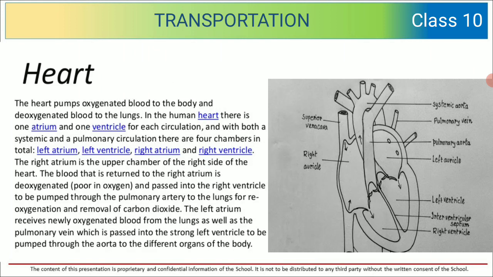Now if you see the heart over here, see how systematic the diagram is for the heart. You all should also be able to do the same. What is the heart? What is its function? Let us talk about it in detail.